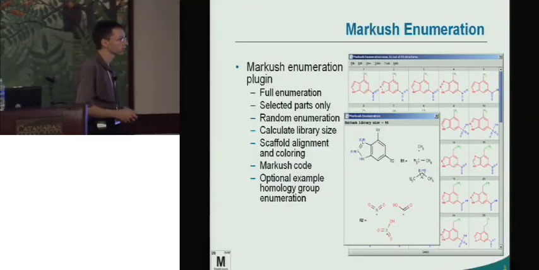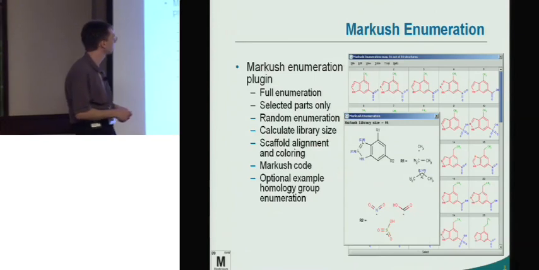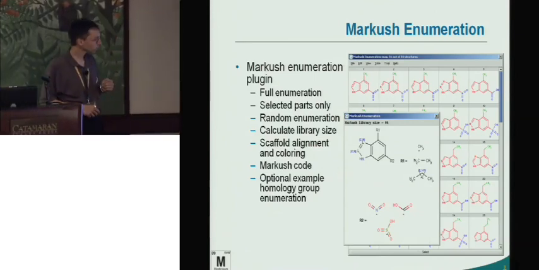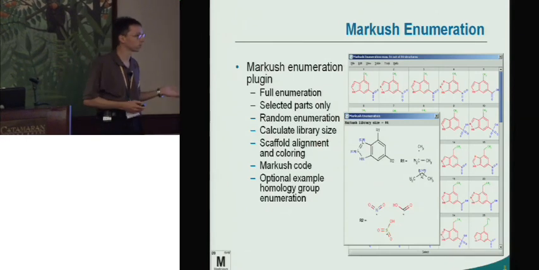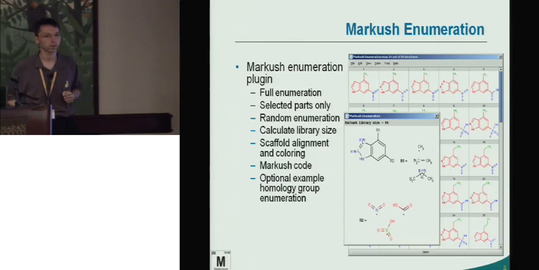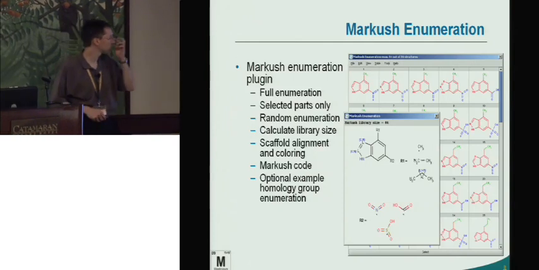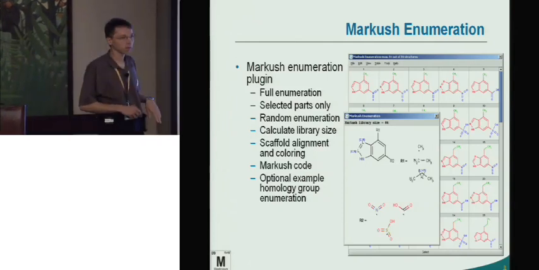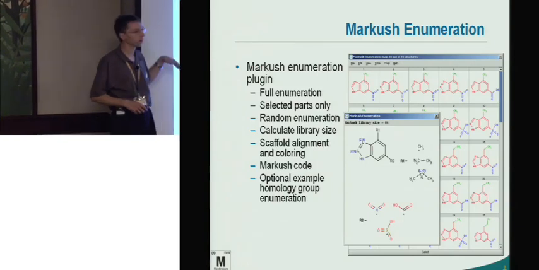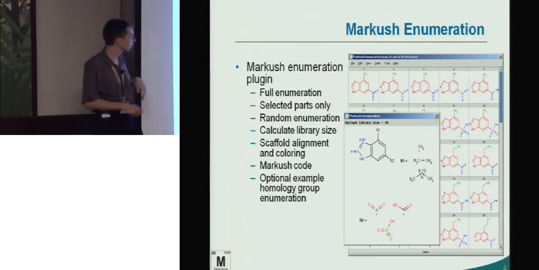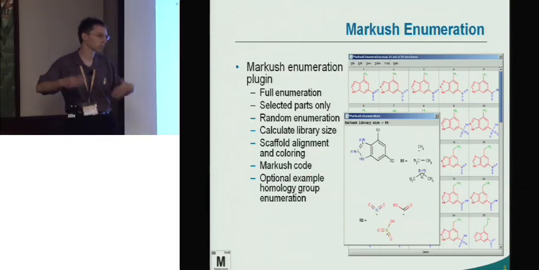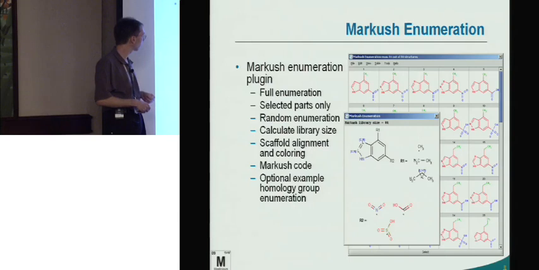During these years, we have developed a nice Markush Enumeration plugin, which is available from various interfaces, like any other calculator plugin at ChemAxon. With this plugin, we can sequentially or fully enumerate Markush structures, or we can select some parts of the Markush structure and browse that area.